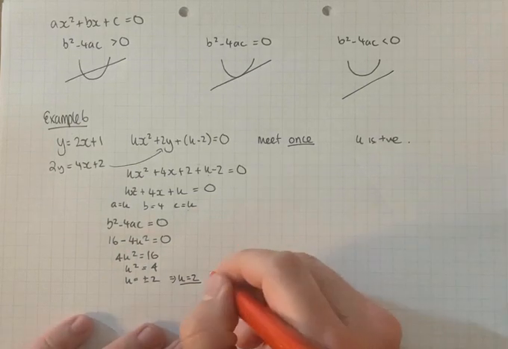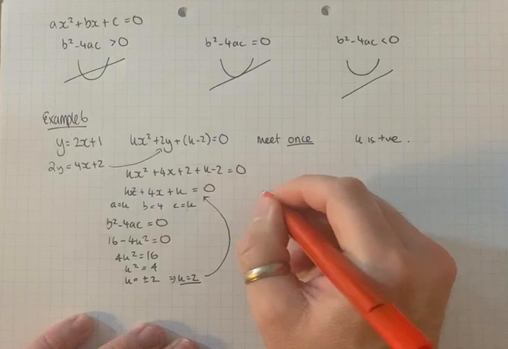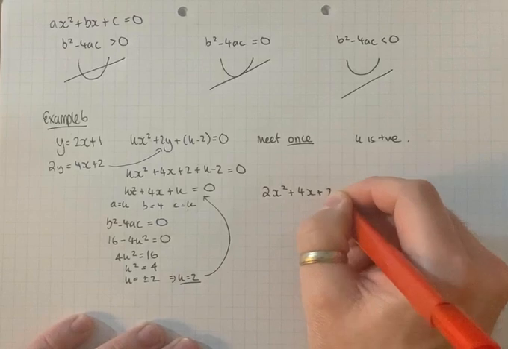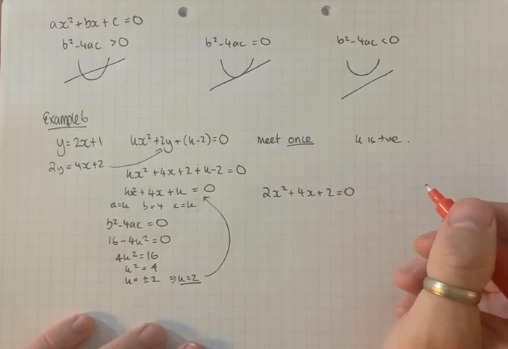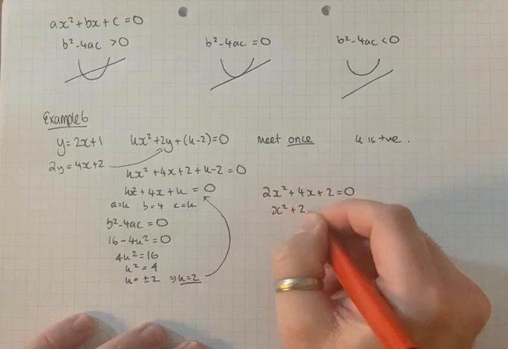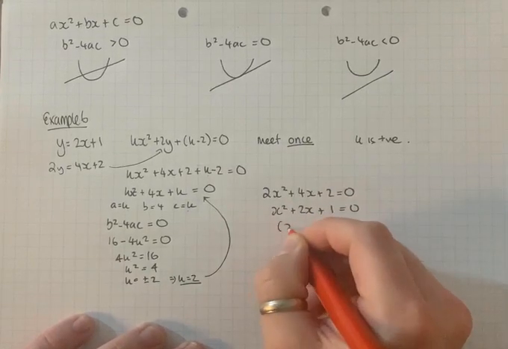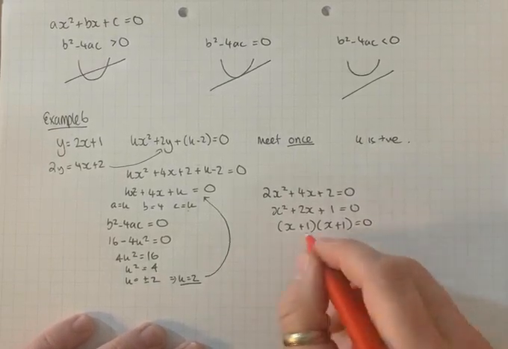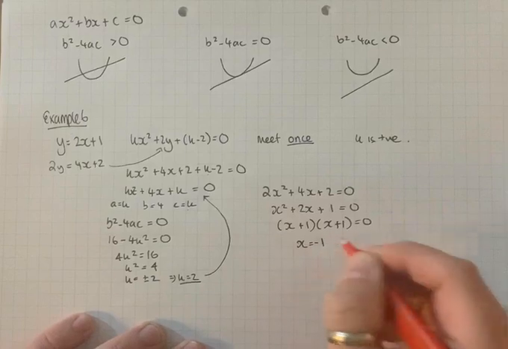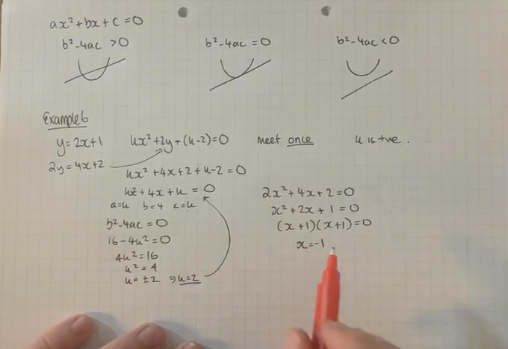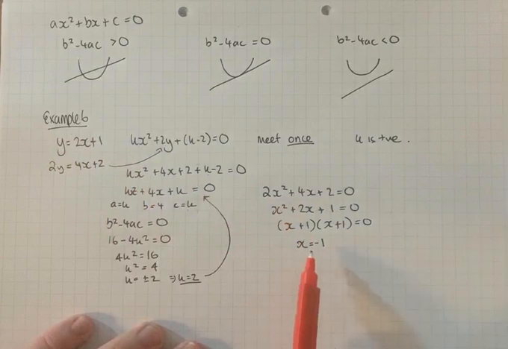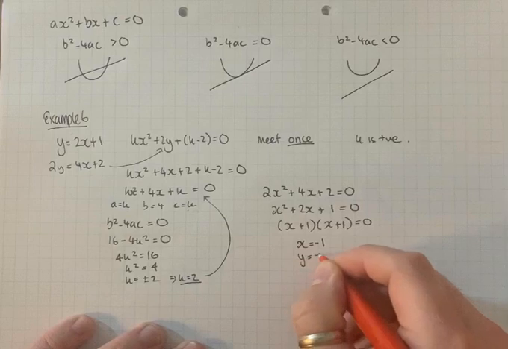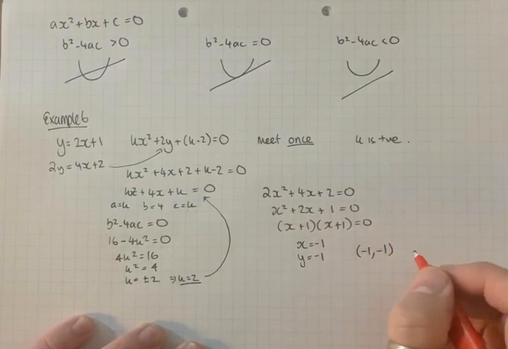Now, let's put that back into here, and that tells me 2x squared plus 4x plus 2 equals 0. So if I divide everything by 2, x squared plus 2x plus 1 equals 0, x plus 1 squared is 0. So there's one solution which we were looking for when x equals minus 1. Don't forget to work out the y coordinate. y is 2x plus 1. So 2x is minus 2 plus 1 is also minus 1. So the point of intersection is (-1, -1).